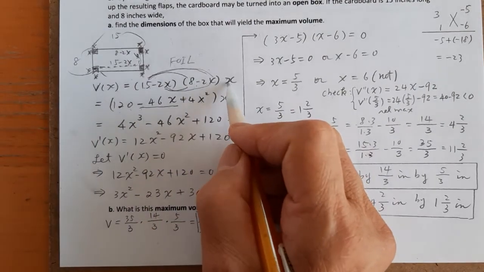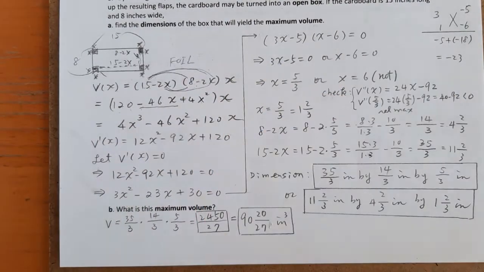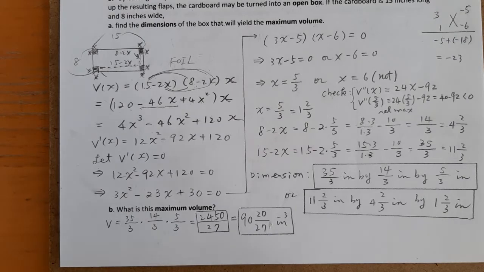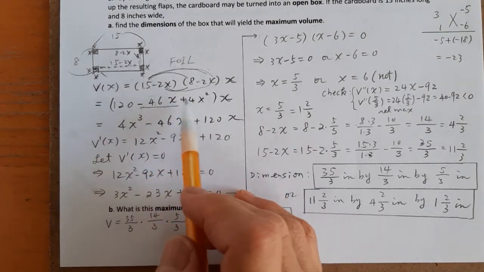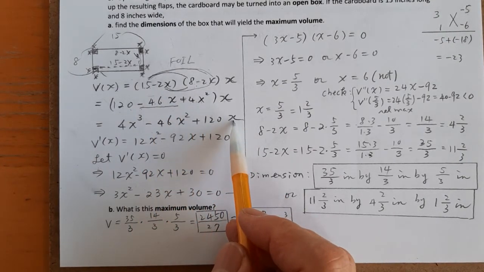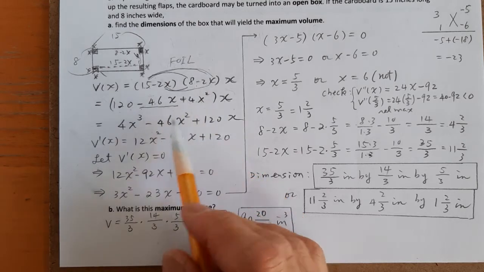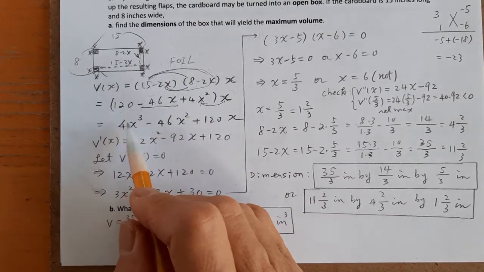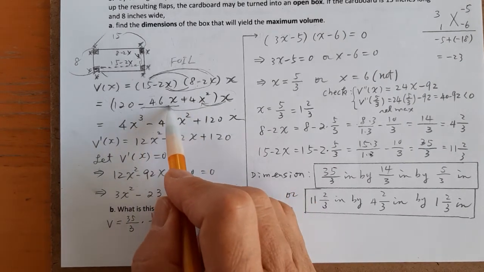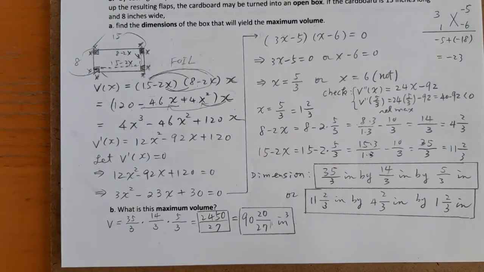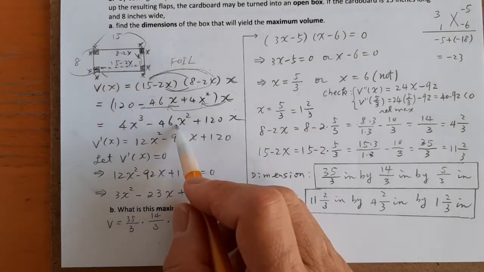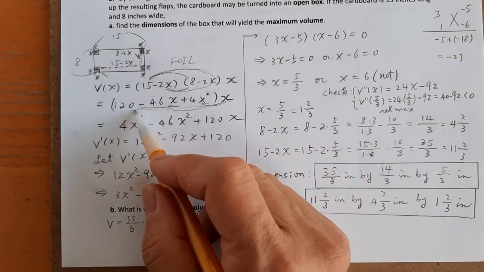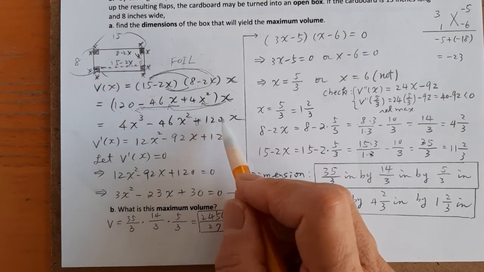Parenthesis times x. x is the height. So this is length times width, and then times height, x. Distribute x in. x times 4x squared is 4x cubed. x times negative 46x becomes minus 46x squared. x times 120 is plus 120x.